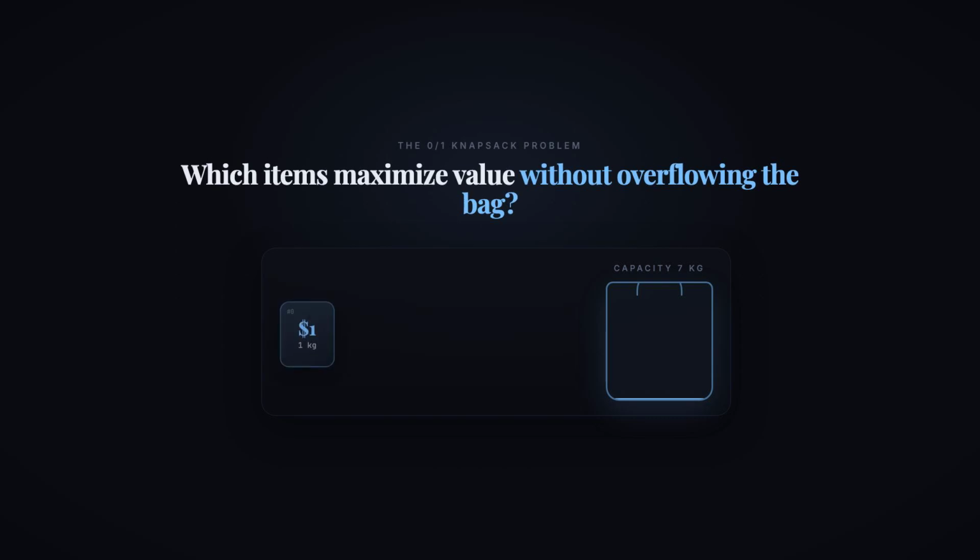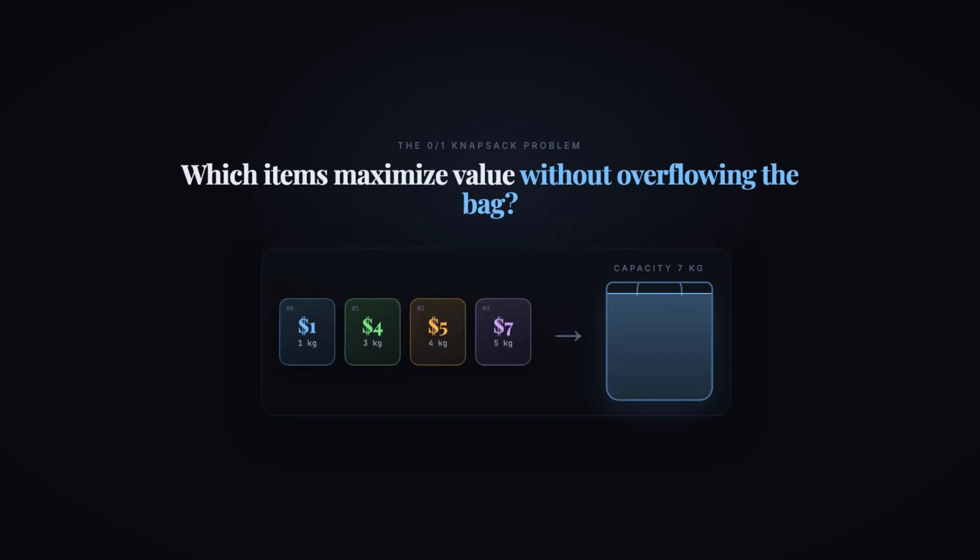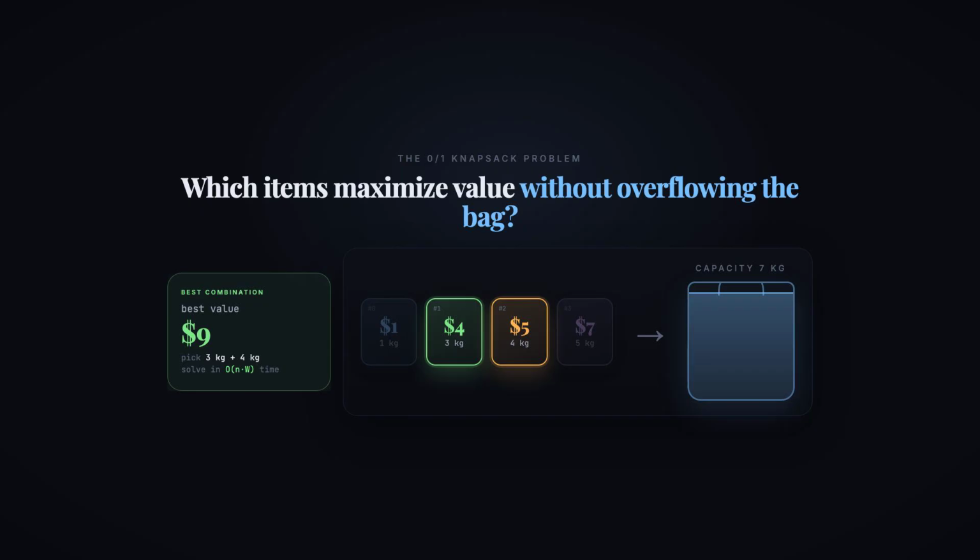You have a bag that holds 7 kilograms, 4 items, each with a weight and a value. Pick the most valuable combination that fits. This is the 0-1 knapsack, and by the end of this video, you'll solve it in about 10 lines and order n times W time.